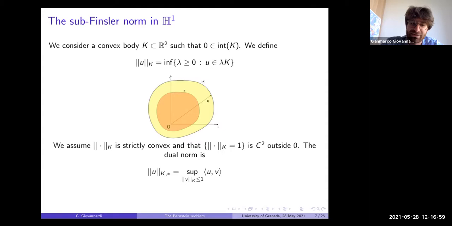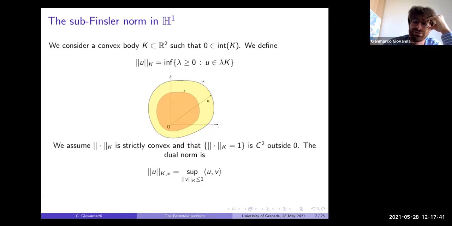So this defines a norm that is strictly convex if we assume that the boundary of this set K is C2 and strictly convex. By strictly convex, I mean that the geodesic curvature is strictly positive. Then we have a norm, and we can define the dual norm, and we denote the dual norm by K star. This is the supremum of the scalar product of u against each vector that has norm K less or equal than 1.